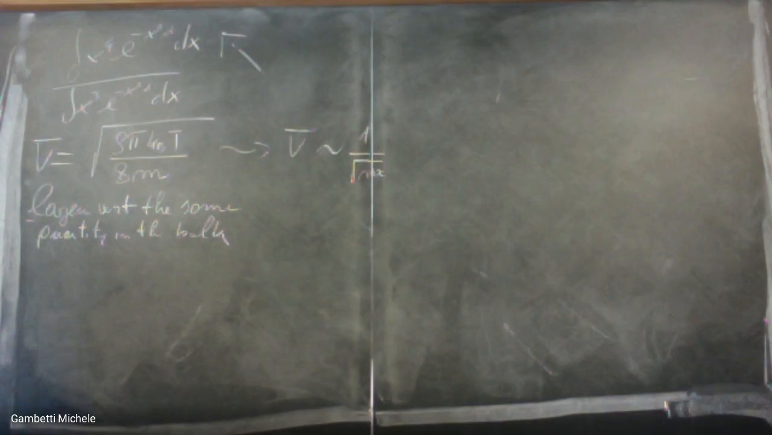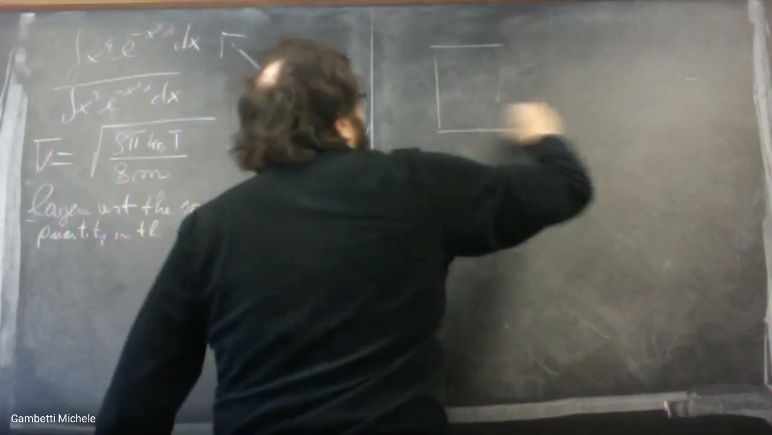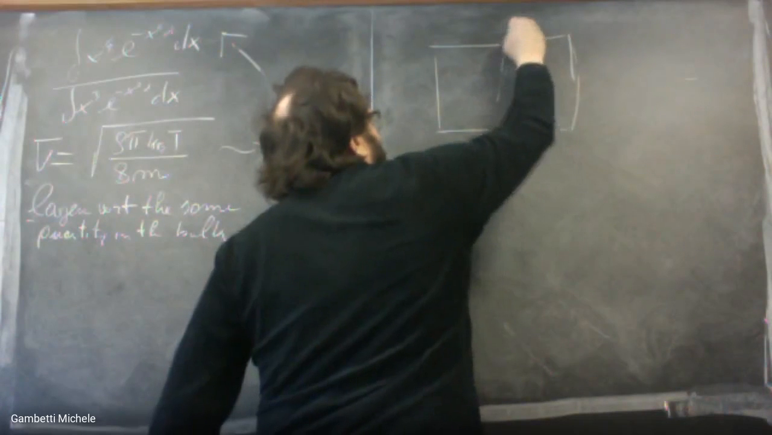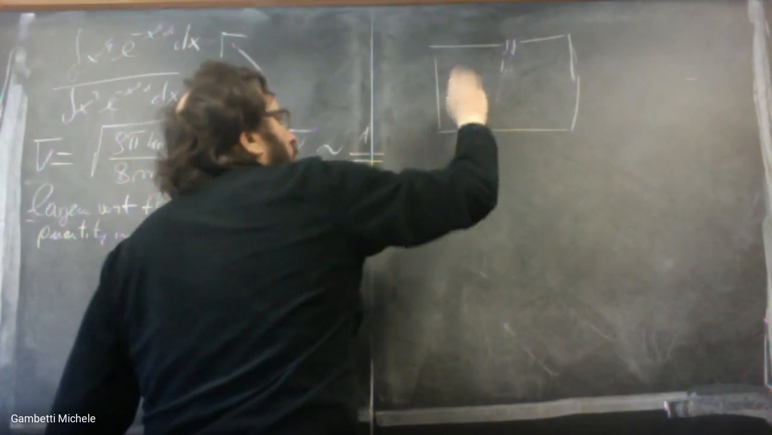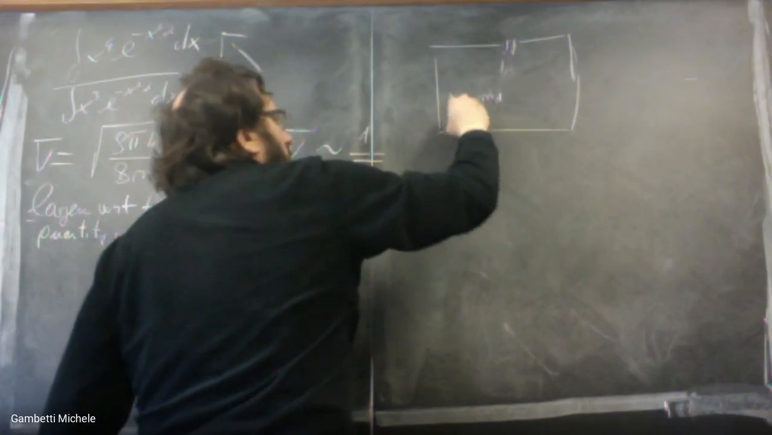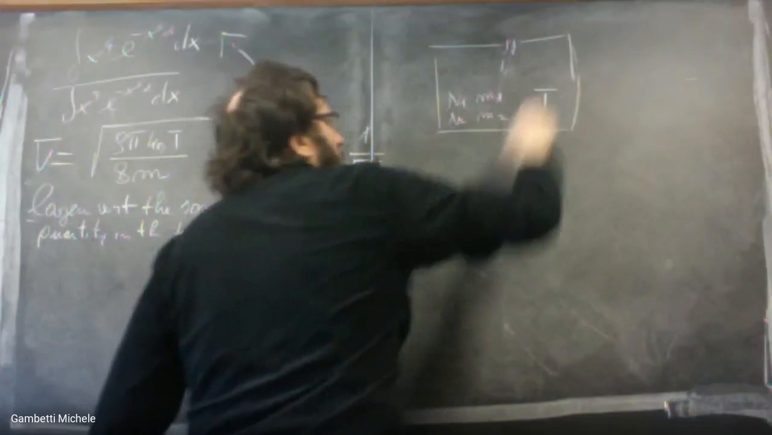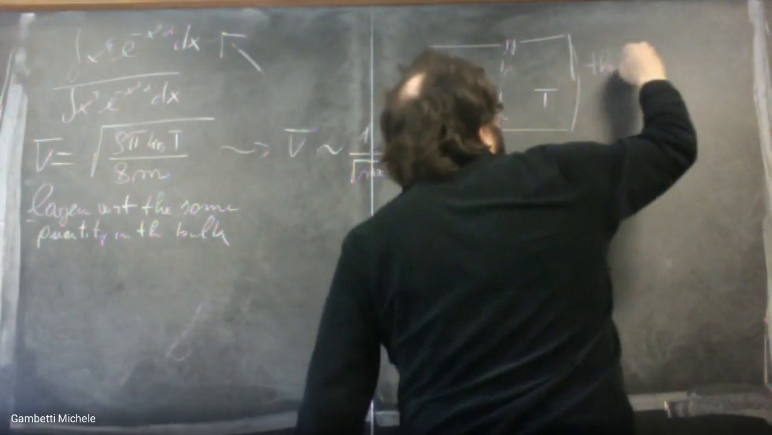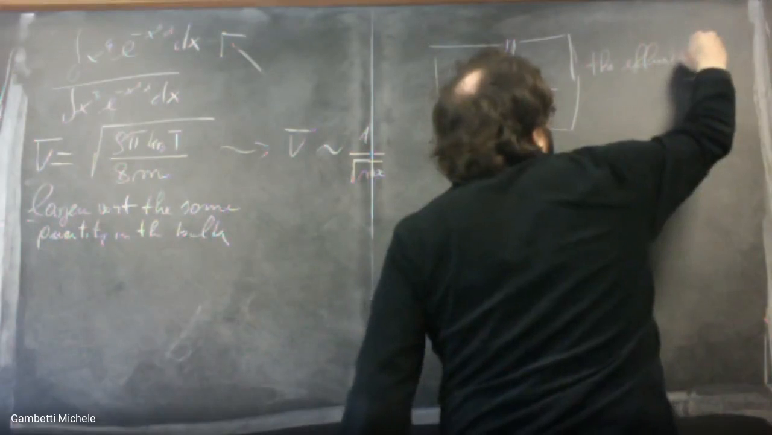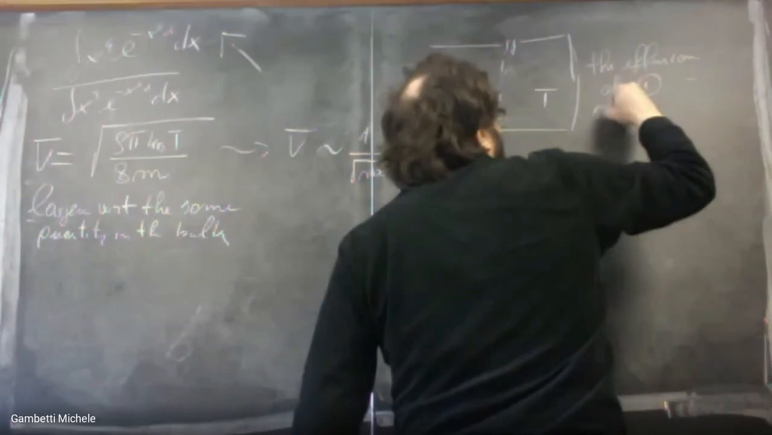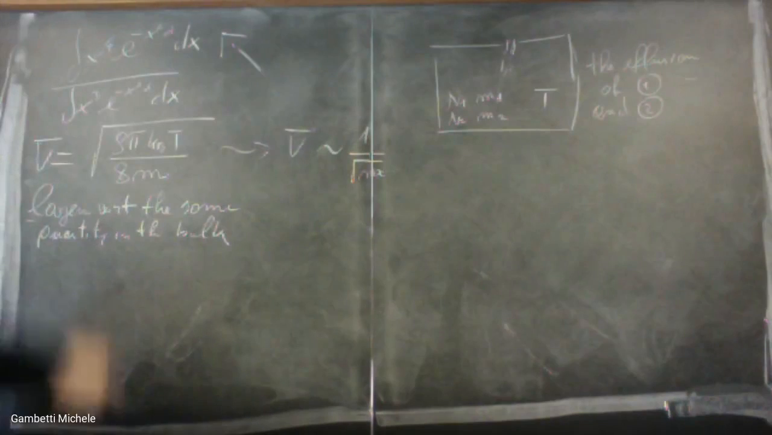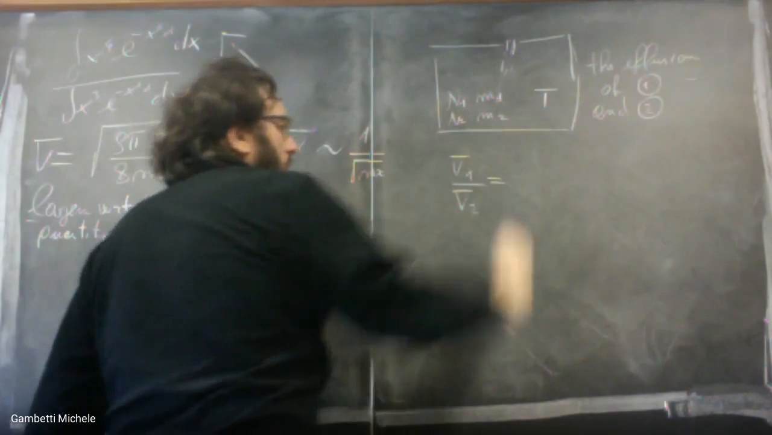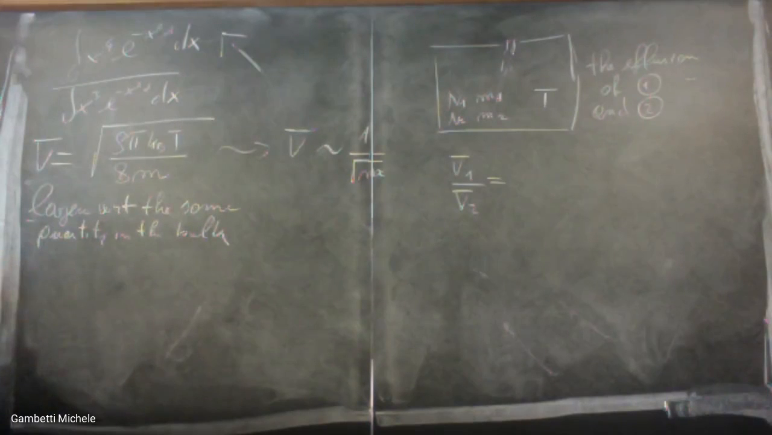So now, if I have, let's say, a box with a small hole, and I have effusion, but let us suppose that I have n1 particles of mass m1 and n2 particles of mass m2, and temperature T, which is common, and I compute the effusion of particles 1 and particles 2, then I will see from this law that the average velocity of 1 divided by the average velocity of 2 must be equal to the square root of the ratio of the masses.